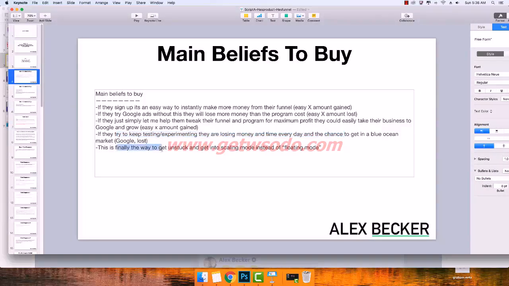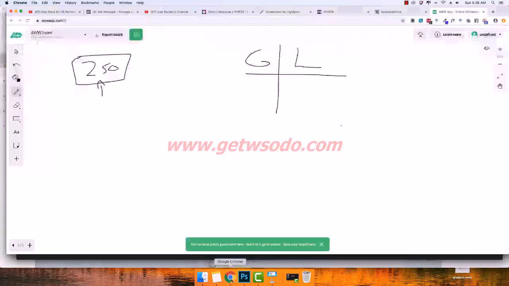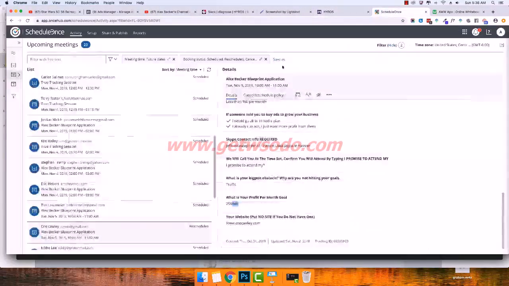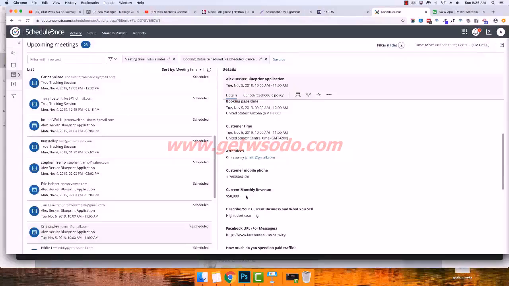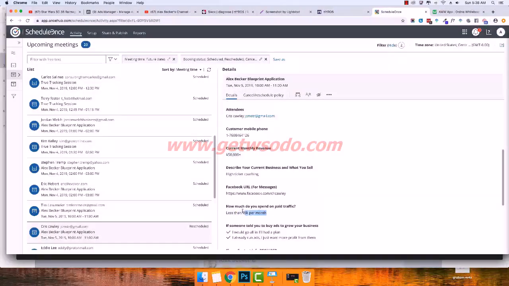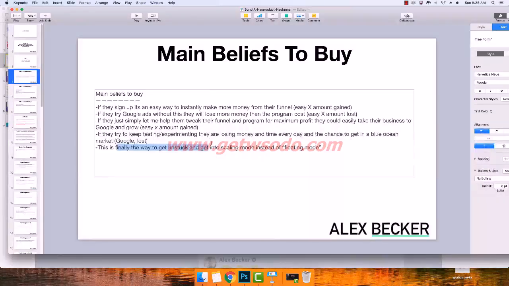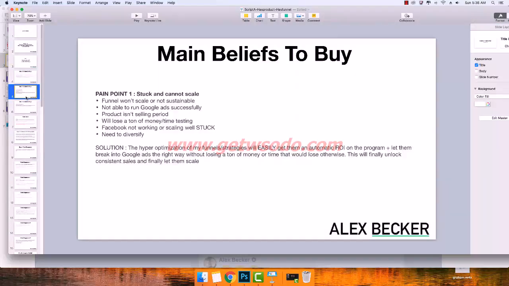And then this is finally a way to get unstuck. This guy's probably been at 50K a month or wherever he's at right now for a long time. And the fact that he's only spending this much on ads means he's stuck. So if we get him to believe these things, he's going to buy. But these beliefs are so different than everybody else. This is why you need to review this every single time you load up the script.